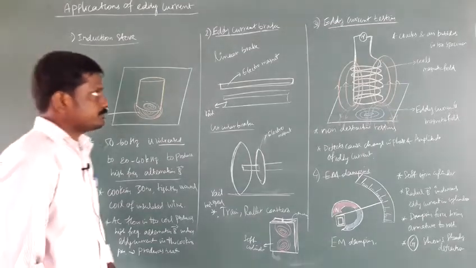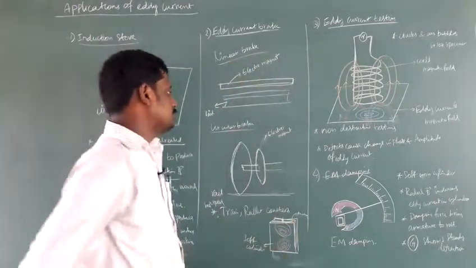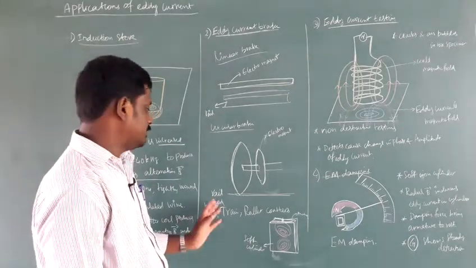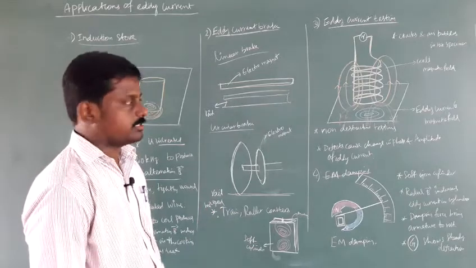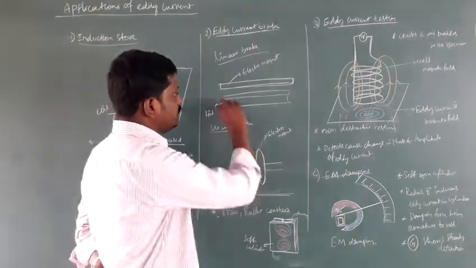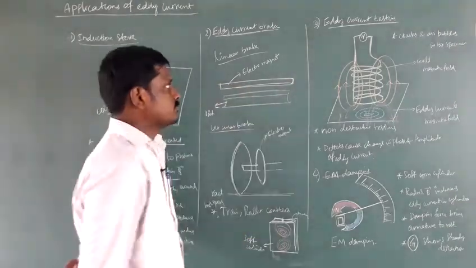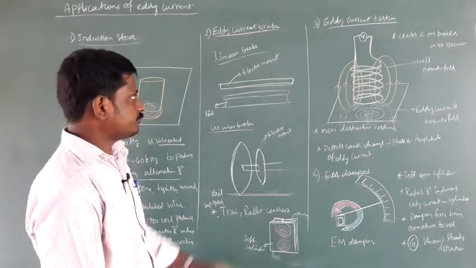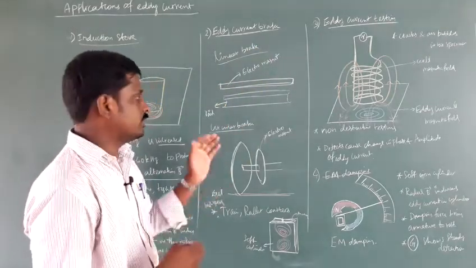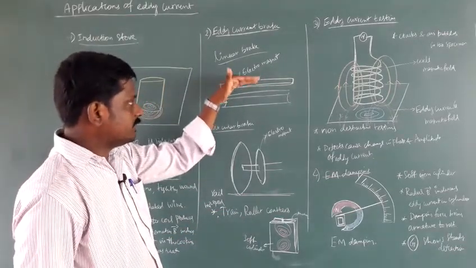The next application, the eddy current brake. First, the linear brake system and the circular brake system. It is usually used in high speed trains and roller coasters. There is a rail. In the train, an electromagnet is placed above the rail, at the bottom of the train, just above the rail.